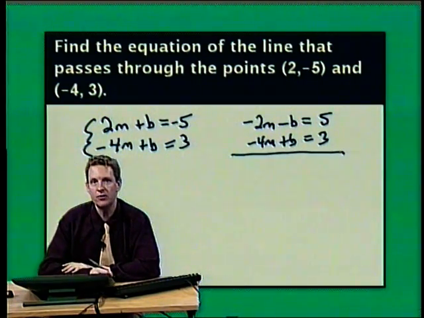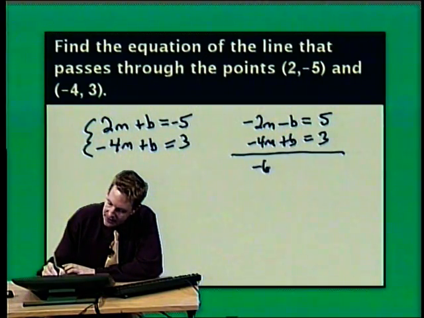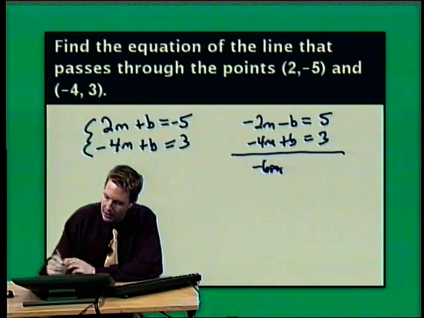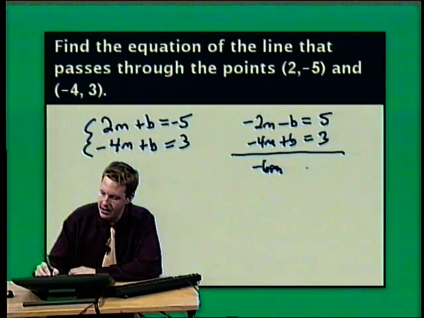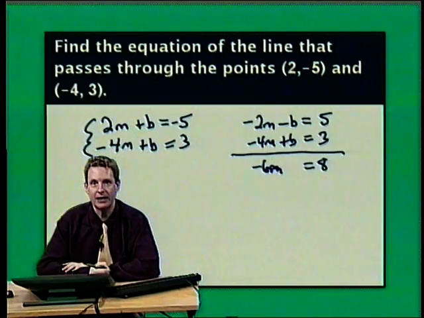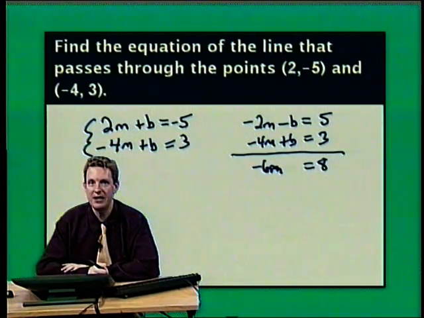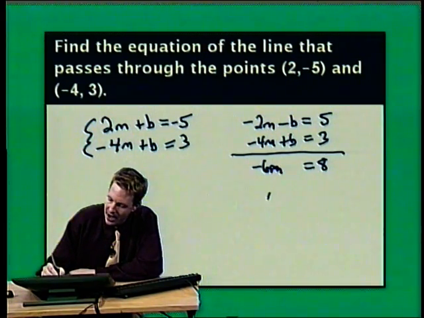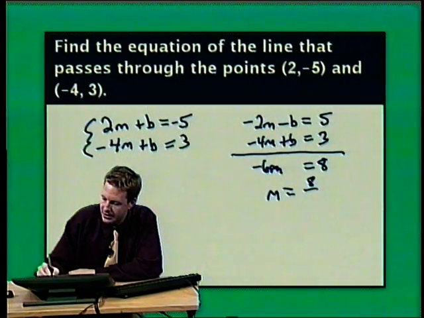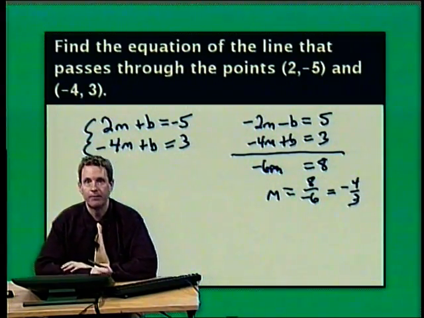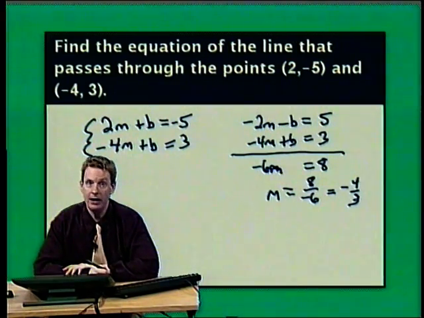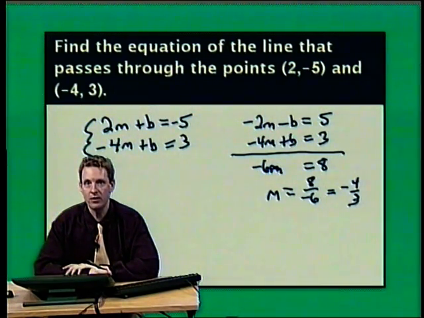So adding up our 2 sides, we have -6m on the left. As promised, b is eliminated, and this all equals 8. Dividing both sides of the equation by -6, we have m equals 8 divided by -6, which is -4/3. So the line we're trying to find must have a slope of -4/3.